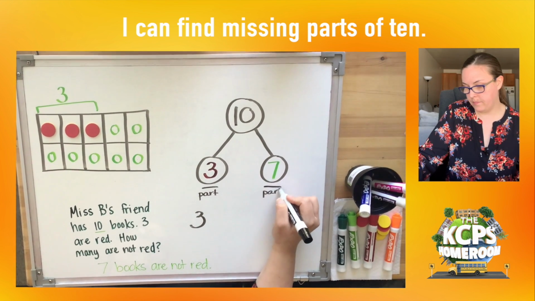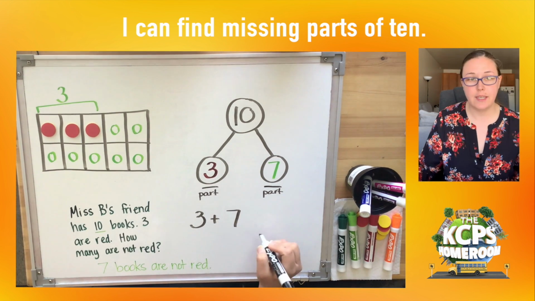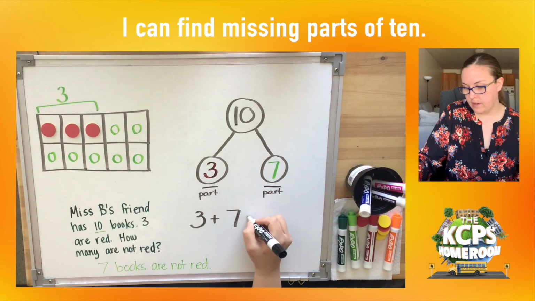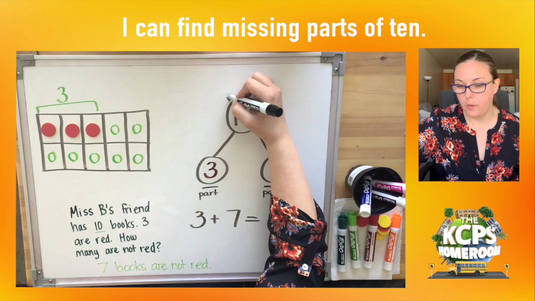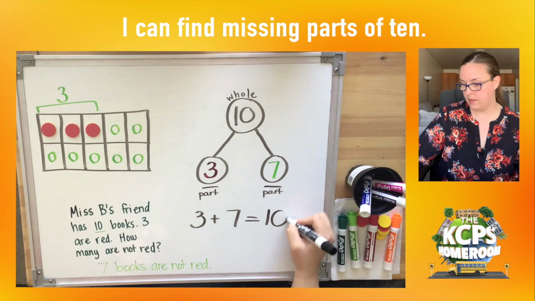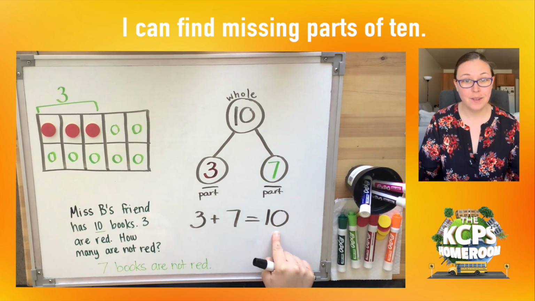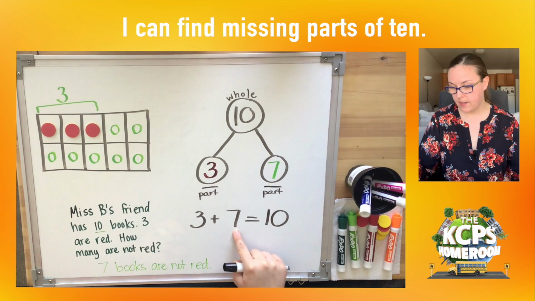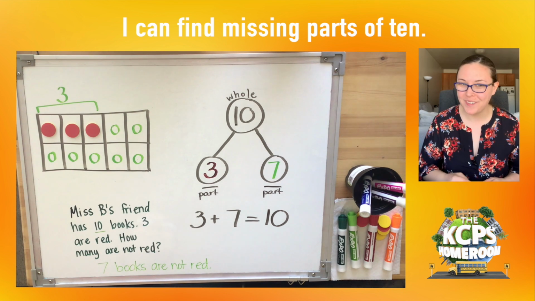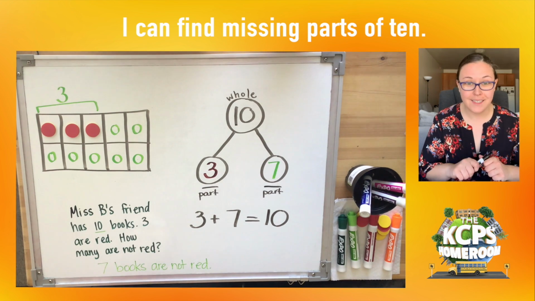This part was 7. And I know we added those together. And I know that 3 and 7 is the same as our whole, which is 10. So our equation says 3 plus 7 equals 10, or 3 and 7 is the same as 10. Great job, mathematicians! Are you ready for the next problem? Take some time to erase and reorganize, and let's get started.